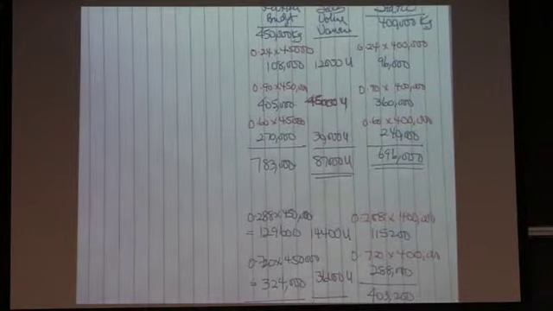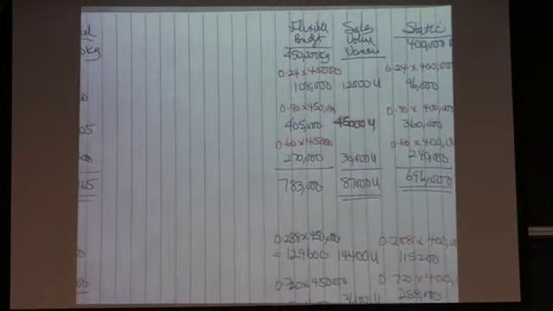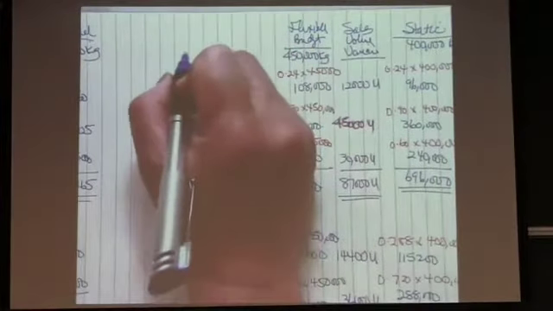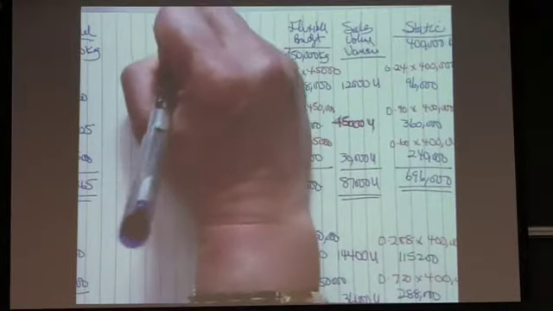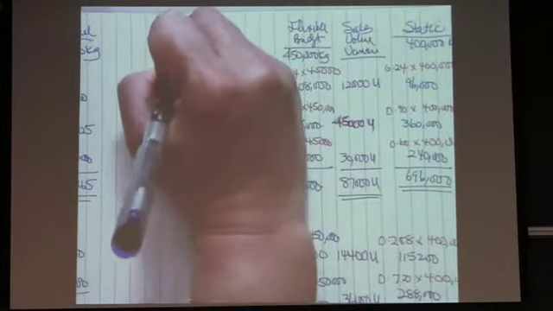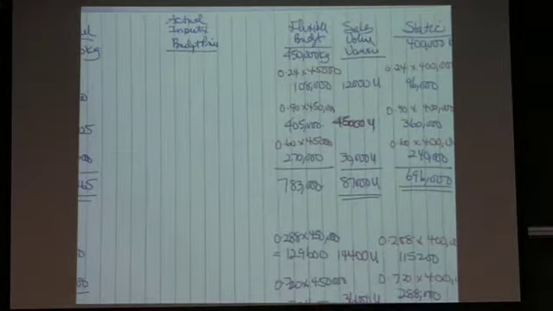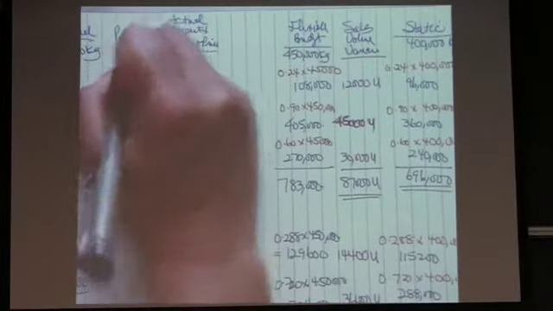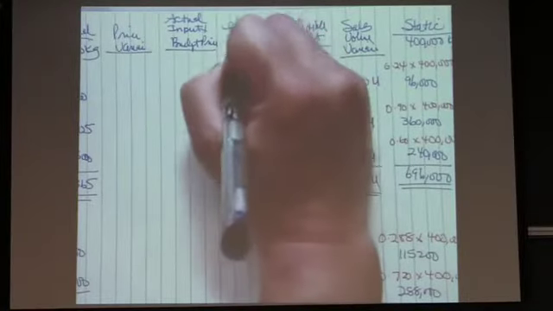Now, I need to create a third column, another column here, that allows me to determine price and efficiency. The third column is going to be actual input times budgeted price. And this tells me the price variance, the difference between these two, and the efficiency variance.